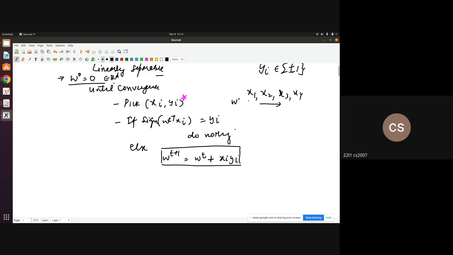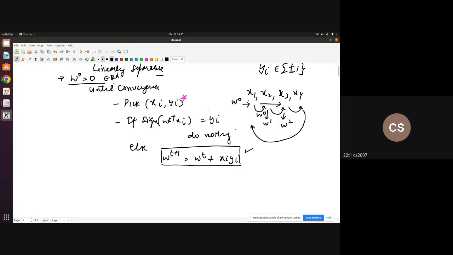Which means you start with W0 and apply W0 on X1. If the sign matches, you don't do anything. You move with the same copy of W towards X2. Just in case it doesn't match, you update it to a new weight vector by applying this update formula, and let's say you get W1, and you move to the next data point with W1. Let's say there is a mistake here as well. Once again, you update it to W2, and move to the next data point with W2, and again check.